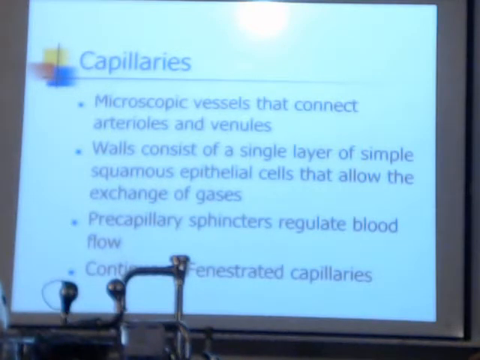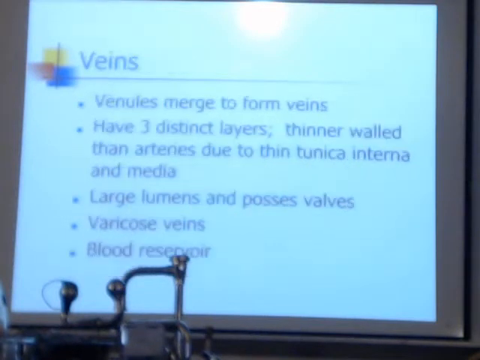Capillaries are microscopic vessels that connect arterioles and venules. Once again, they have a single, simple squamous epithelial layer that allows gas and nutrient exchange. There are precapillary sphincters, backed by the meta-arteriole, that regulate the rate at which blood flows to the capillaries. We don't want it to be so strong that it breaks the capillaries. We also don't want it to be so weak that blood could clot in an area. So there's a continuous flow of blood through those capillaries.